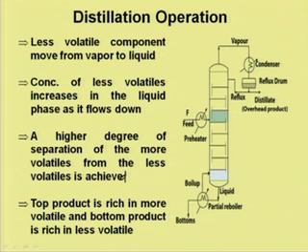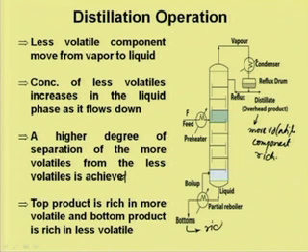The top product which we get here as the overhead product is rich in the more volatile component, and the bottom product which is termed as the bottoms is rich in the less volatile.